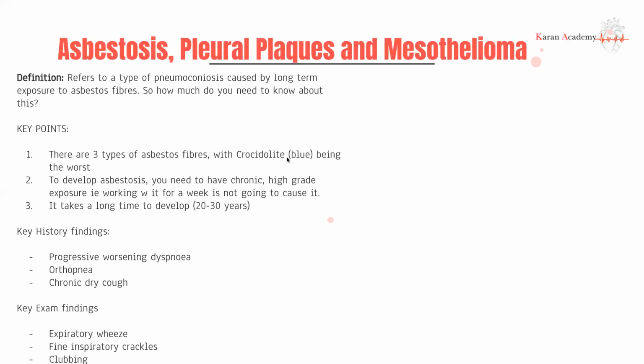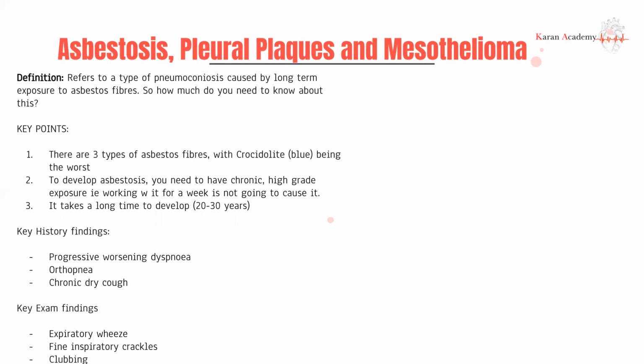Next, let's move on to a few other things. So we have asbestosis, pleural plaques, and mesotheliomas. So what are these? These refer to a type of pneumoconiosis, which is a term you'd hear all about in your occupational health learning this year. And it's caused by long-term exposure to asbestos fibers.